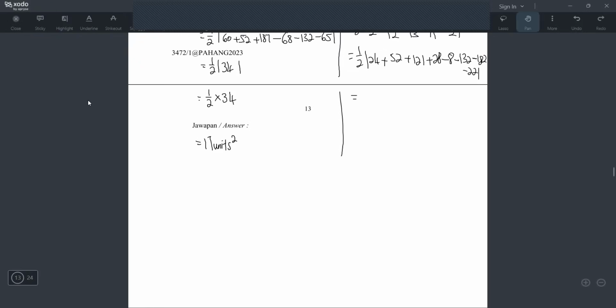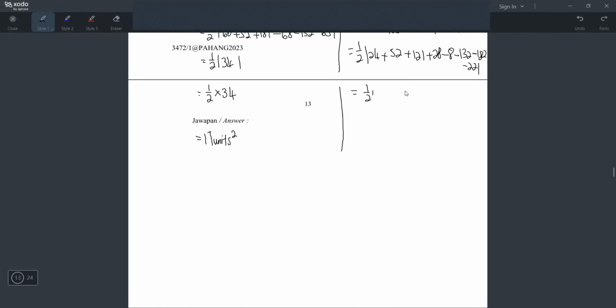So now you use the calculator and then you will get the answer. Let's press all this into the calculator: 24 plus 52 plus 121 plus 28 minus 8 minus 132 minus 182 minus 22. Okay, my calculator gives me negative 119. But area cannot be negative, right? That's why there's a modulus there. So when you take the modulus of the negative, it becomes positive. And then what is 119 divided by 2? Let's press divide 2. My calculator gives me positive 59.5. So this is the area of the quadrilateral, 59.5 units squared.